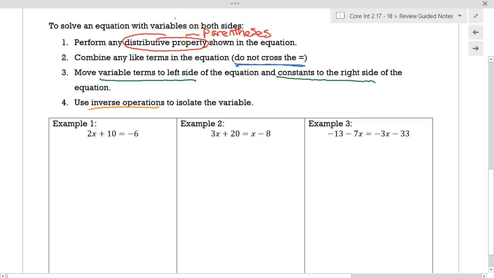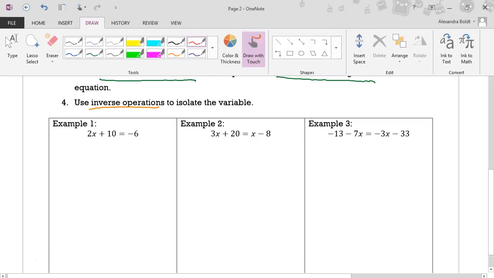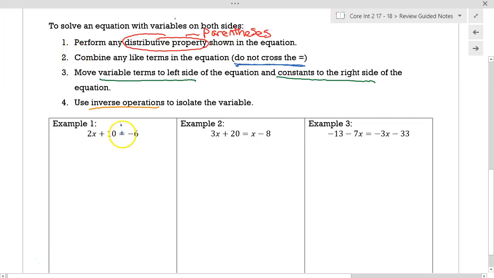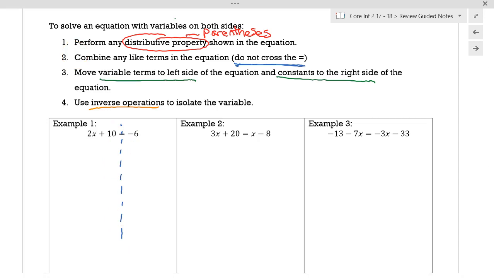Looking at example 1: 2x plus 10 equals negative 6. Perform any distributive property shown. Again, we're looking for parentheses. Example 1 doesn't have any parentheses, so step 1 is done. Combine any like terms in the equation, and do not cross the equal sign. So I'm going to draw a little line down my equal sign to remind myself I'm only looking at the left side. Well, 2x and 10 are not like terms, so I can't combine those. On the right side, negative 6 is the only term, so I can't combine that. So step 2 doesn't have to be done either.